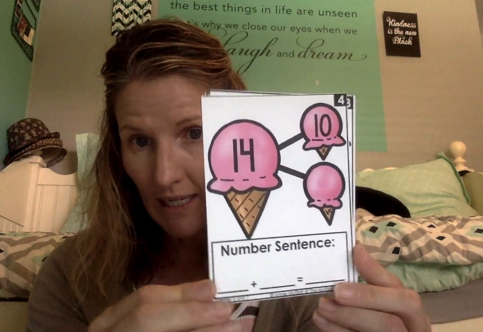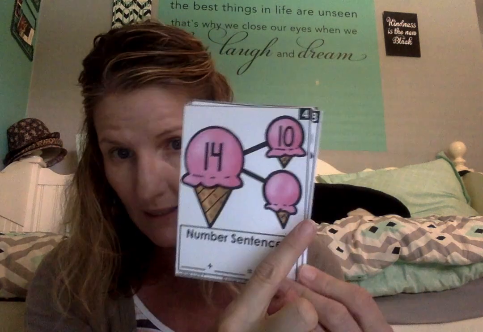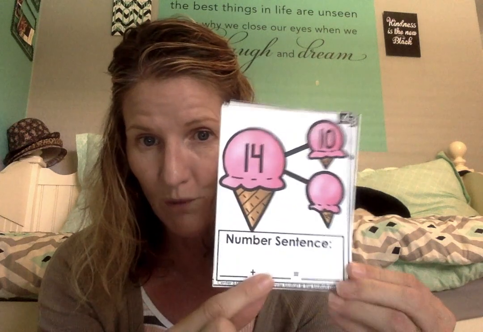So as we said, we know that this one in a teen number represents one group of 10. So what's missing in this ice cream cone? 14 equals what? 10 and 4. Very good. 10 plus 4 equals 14. Super. How about this one?